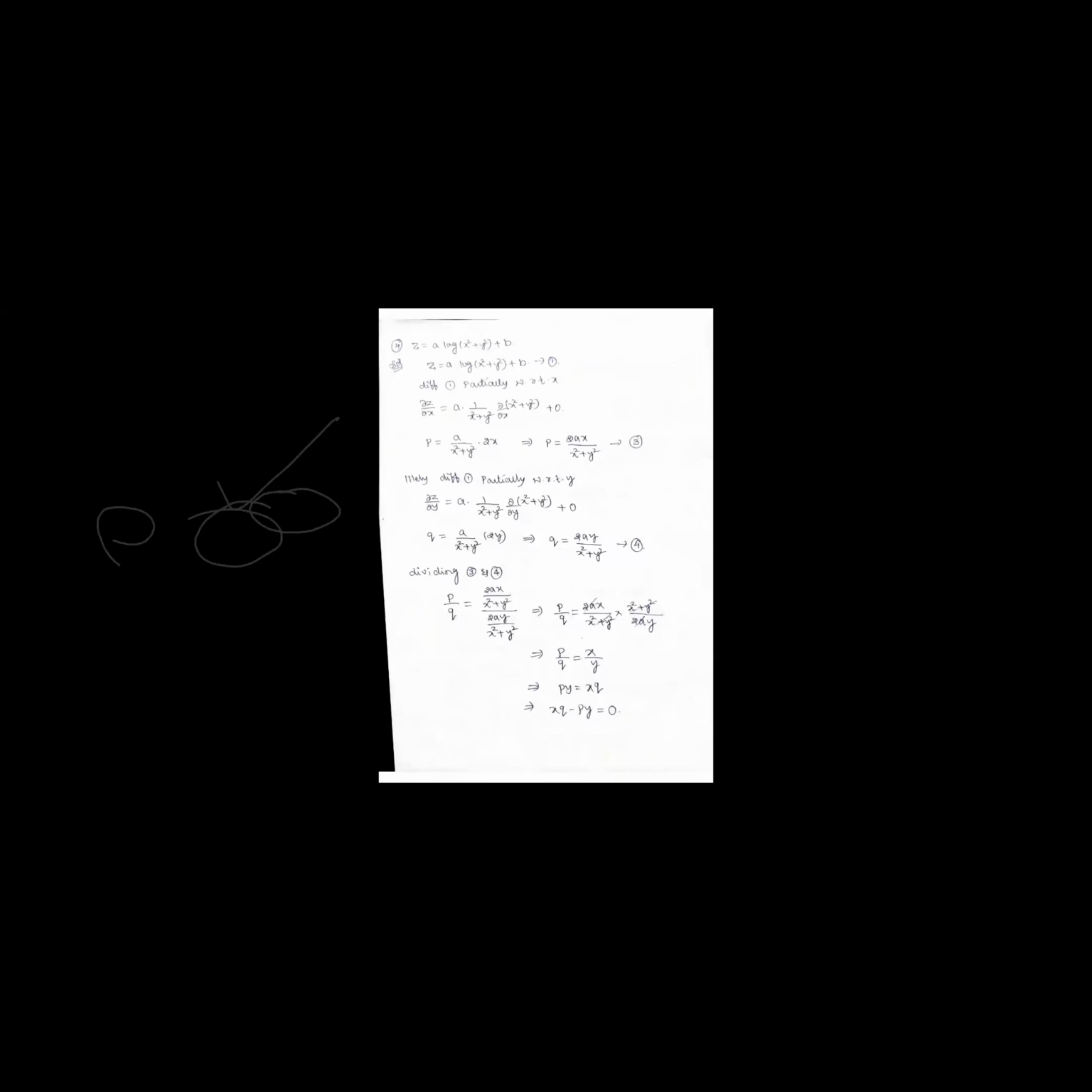Yes, sir. Okay, fine. So next, I'll solve the fourth equation. z is equal to a log of x square plus y square plus b. That I'll take as equation number 1. So here there are two arbitrary constants. I have to eliminate a as well as b. Means what? I don't want a and b. That's it.